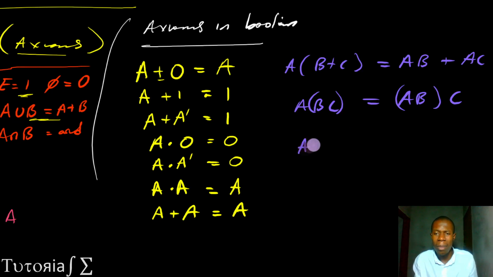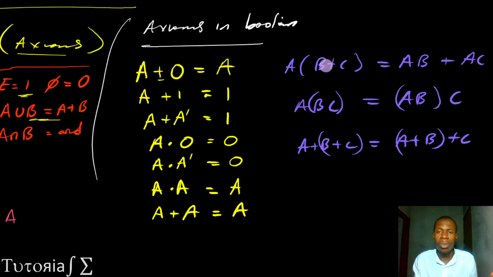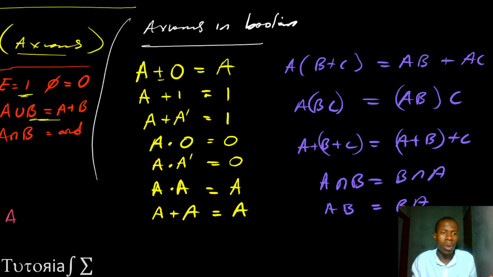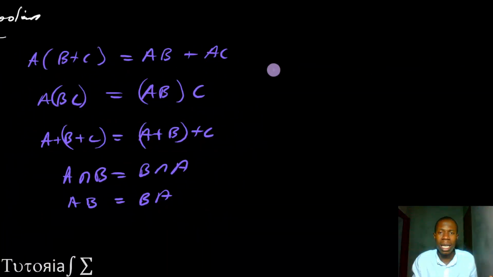The same applies if you have A plus B plus C. So you can say A plus B, then plus C outside here. So these are some basic distributive and commutative properties of Boolean expressions. And I think one more: because we know that A intersection B is equal to B intersection A, A times B is equal to B times A. The same applies for addition. So A plus B is equal to B plus A.